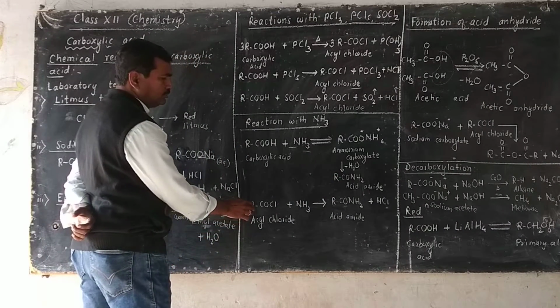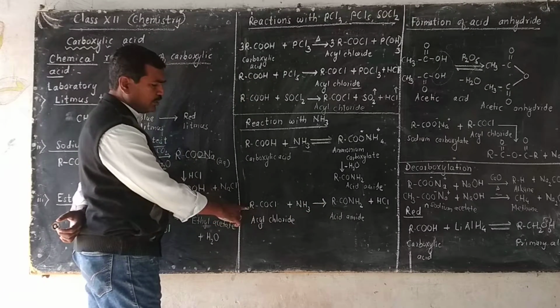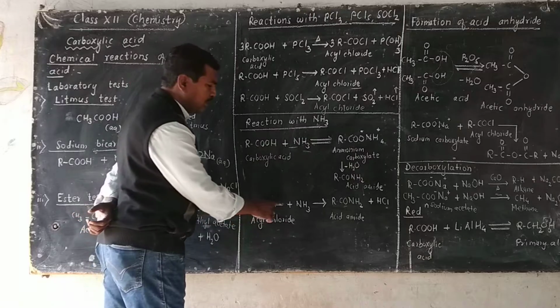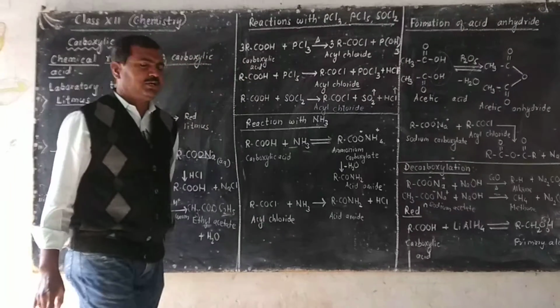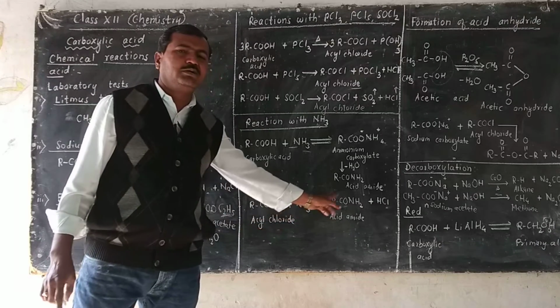Then another method of preparation of acid amide is from acyl chloride. This acyl chloride will react with ammonia to form acid amide. So here the acyl group is converted into amide.